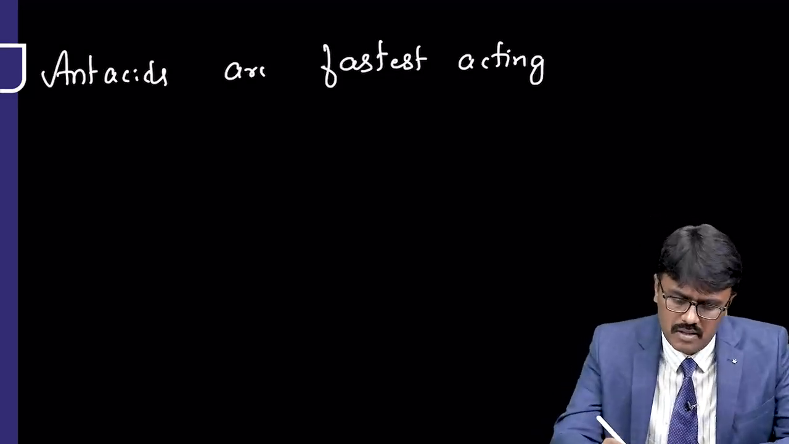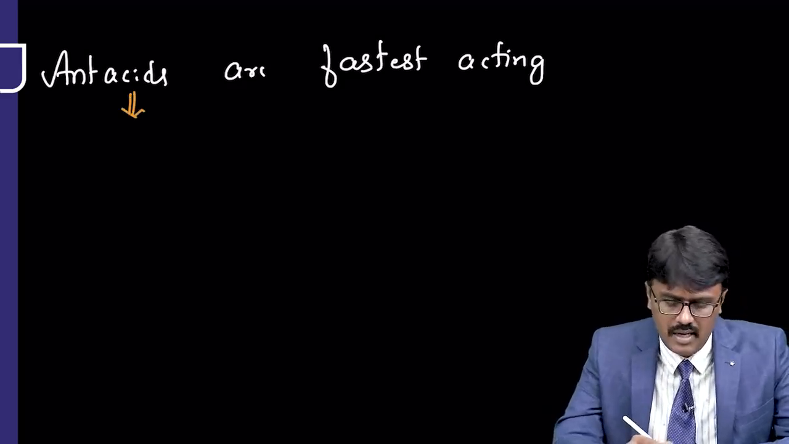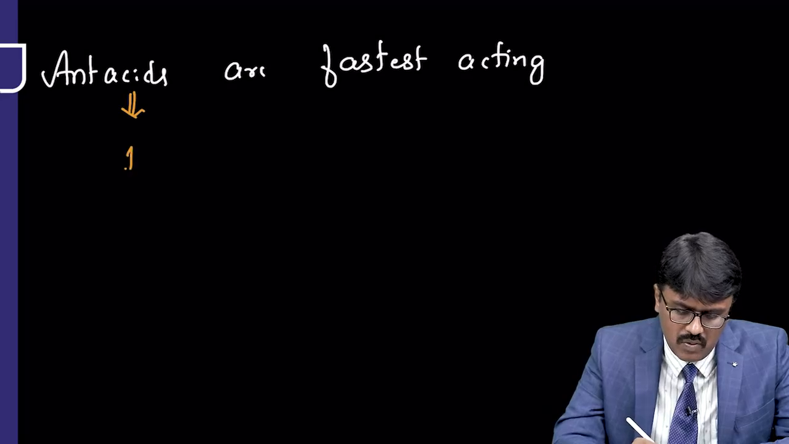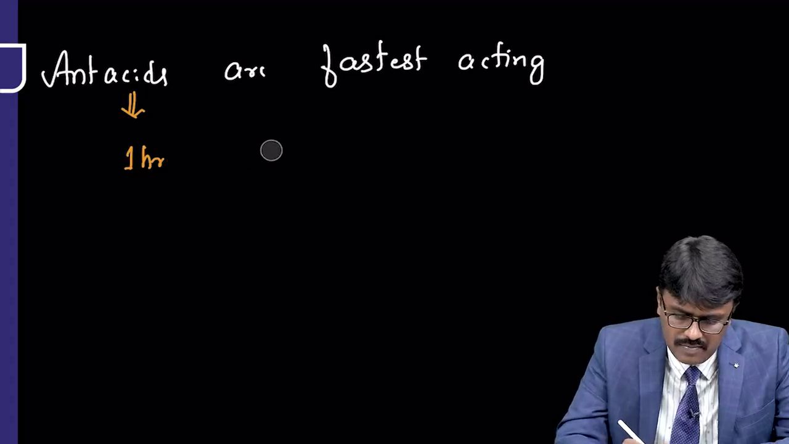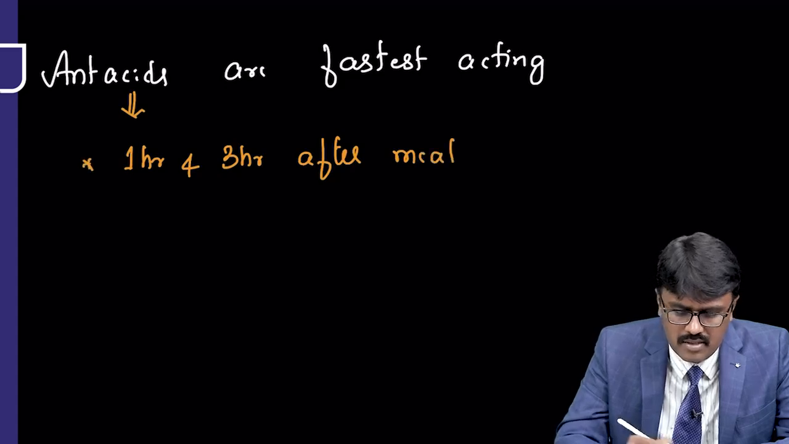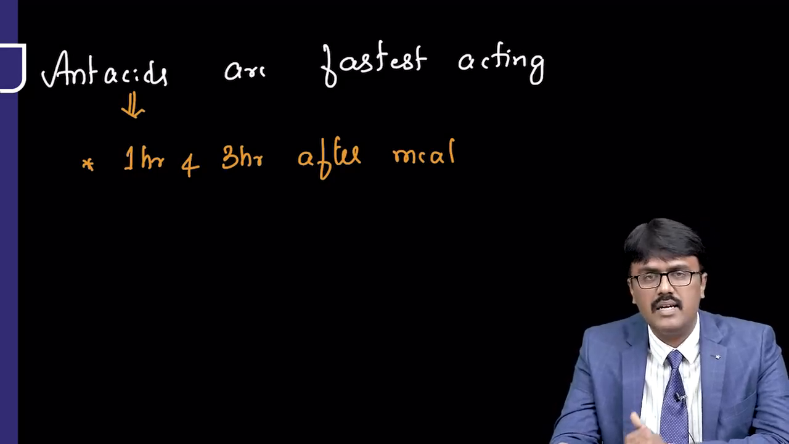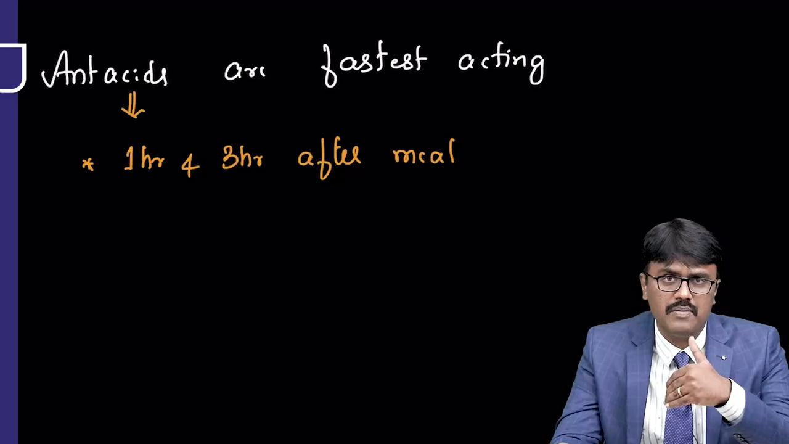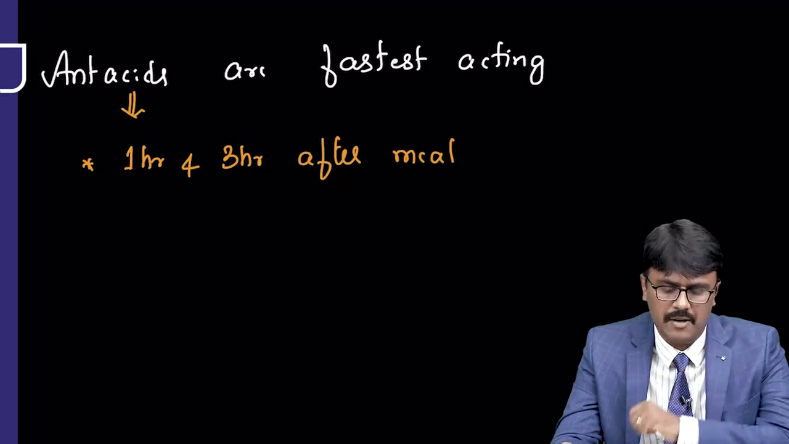Now when to administer the antacids? Is it before food ideally or after food? Ideally they should be taken 1 hour and 3 hours after a meal. That is the ideal time to take antacids. Most of the time in the exam, when I ask in the classes, I say that it is taken before food. But ideally, you can take it any time, but the ideal time is after the meal.